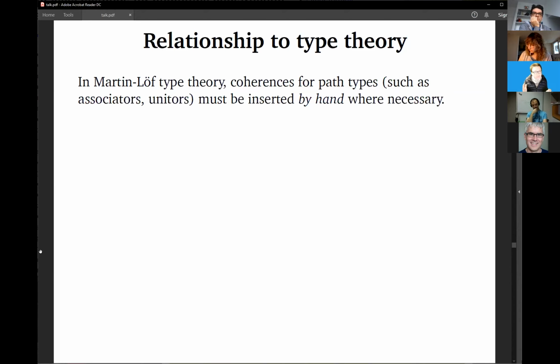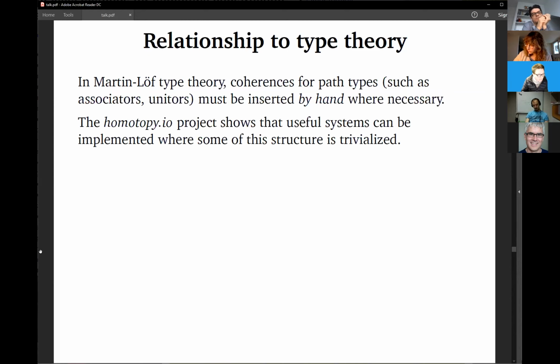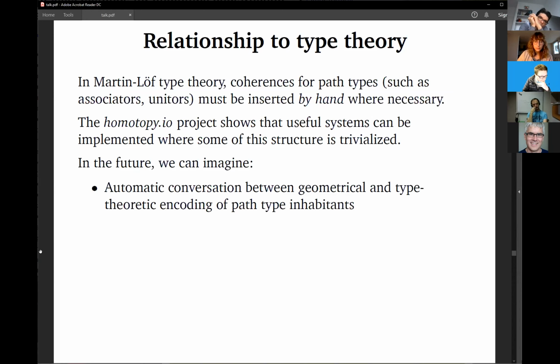These composites will not be definitionally equal to each other in the type theory, but we could build a 2-cell going between them that we call the associator. So we have to build these things by hand where necessary. The one takeaway from the Homotopy.io project is that it is possible to build a useful system where some of this structure, including in particular associators, is trivialized. And this is all entirely future work, but I think it's exciting to talk about.